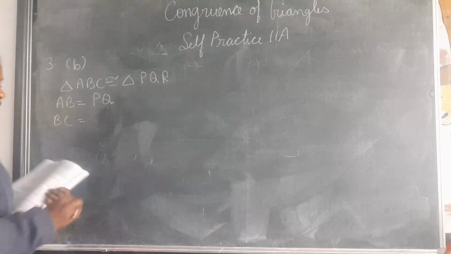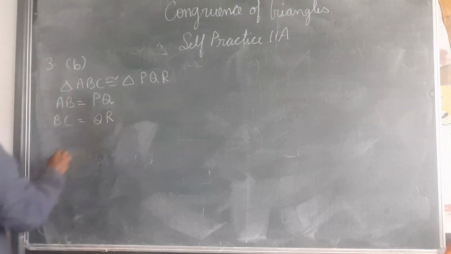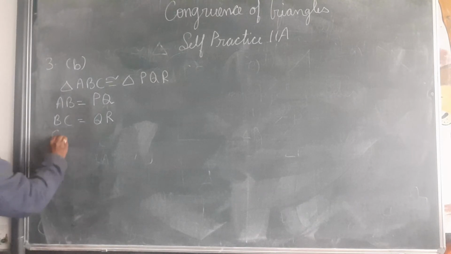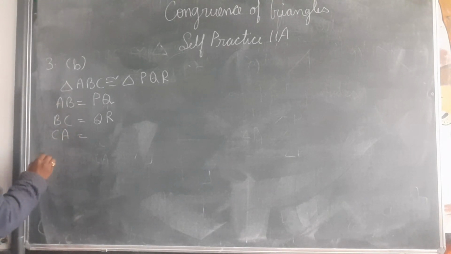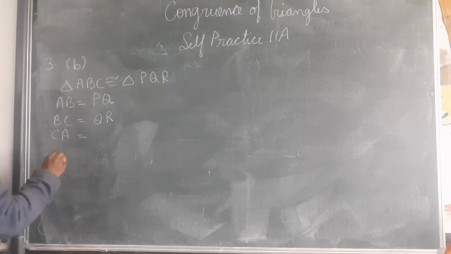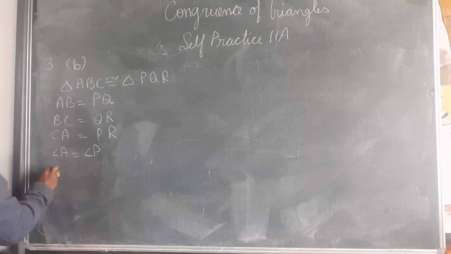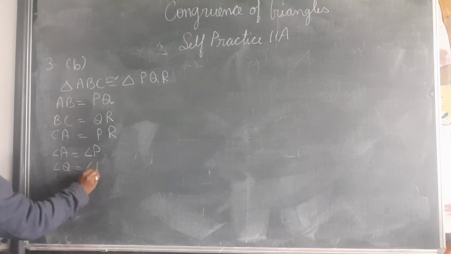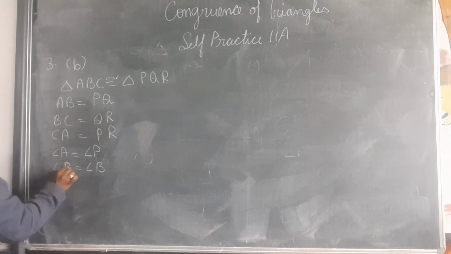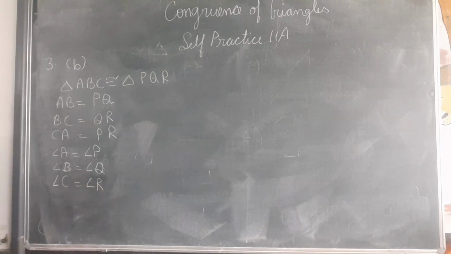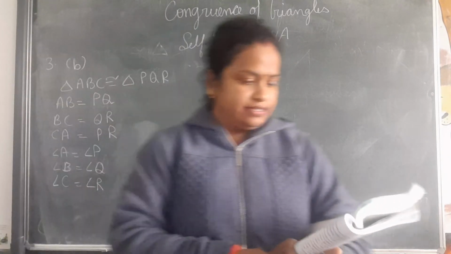Second one, BC and QR, also no measurement is given. So BC is equal to QR. Now last one, CA is given as 6 centimeter. So where is 6 centimeter? Again given PR. These are equal to each other. Then see about the angles. Angle A is equal to angle P, angle B is equal to angle Q, and angle C is equal to angle R. These are the corresponding angles.